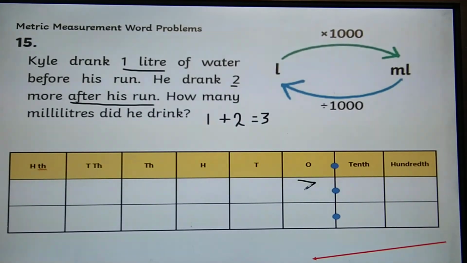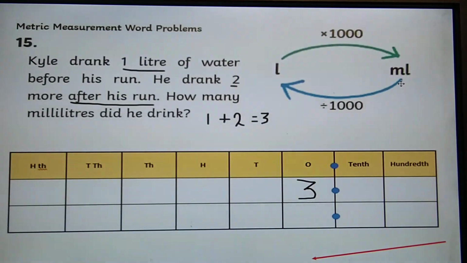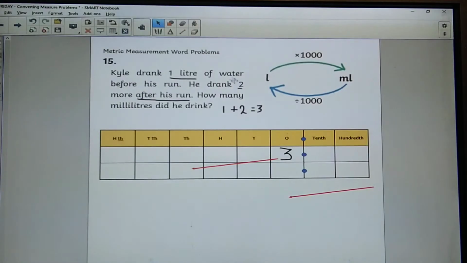So, first of all, let's put the 3 for the 3 litres into our place value chart. And then let's look at our help sheet, which reminds us when we are turning litres into millilitres, we are going to multiply by 1,000. Now, 1,000 has 3 zeros, so that means we are going to move that 3 places to the left. So let's do that now. Let's move our 3 places to the left. 1, 2, 3.